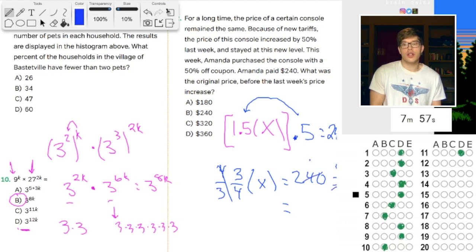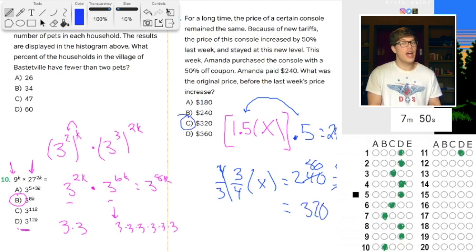3 goes into 240. We have an 80 left over, and 80 times 40 is 320. So the original console price had to have been $320, which is choice C.